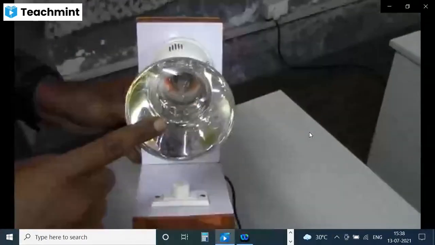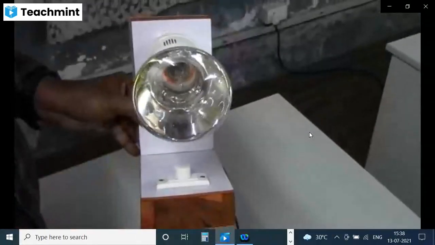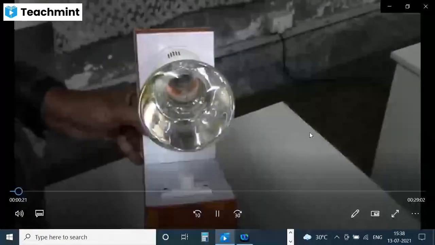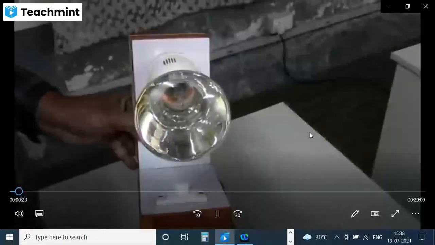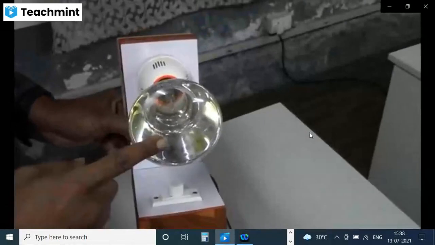What is the definition of a solar cell? It converts solar energy into electrical energy. In this lab, we do not have direct sunlight, so we are using this artificial source of light.